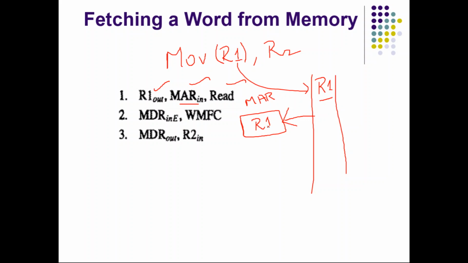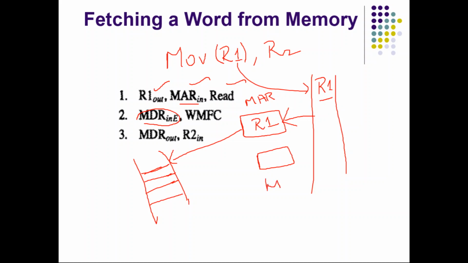Okay, and now you are telling read operation. It is an intimation to the memory to perform the read operation, but this may take more than one clock cycle. So the processor has to wait for the MFC, that is memory function complete. But once the memory function is completed, you have to activate MDR in E, so that the data will be moved to MDR.